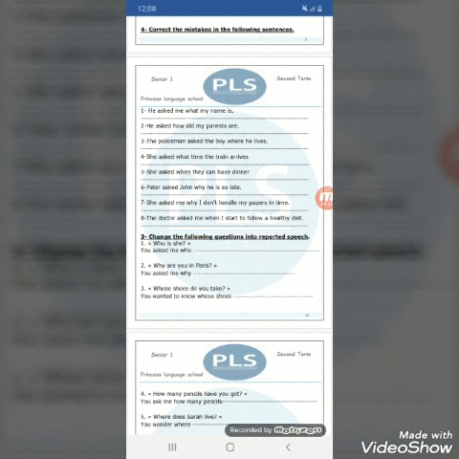Number 3. Whose shoes do you take? You wanted to know whose shoes I took.